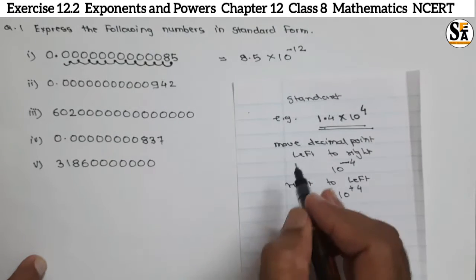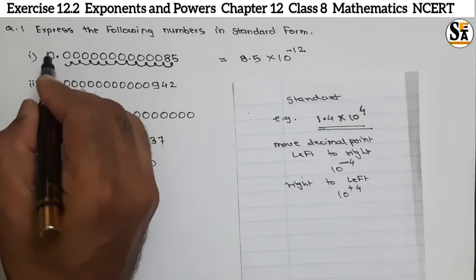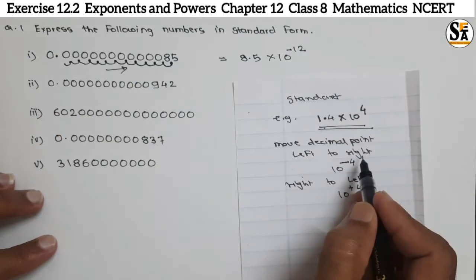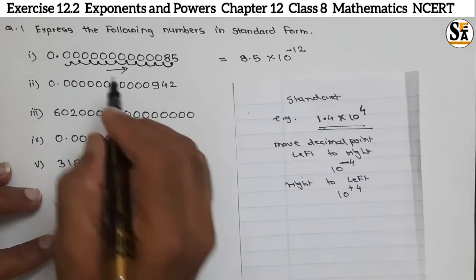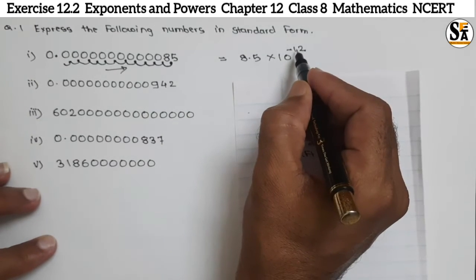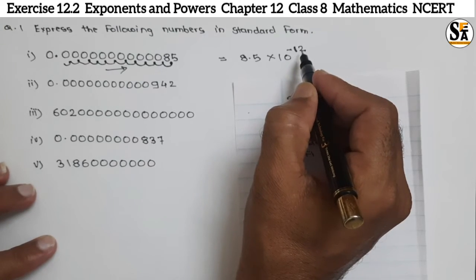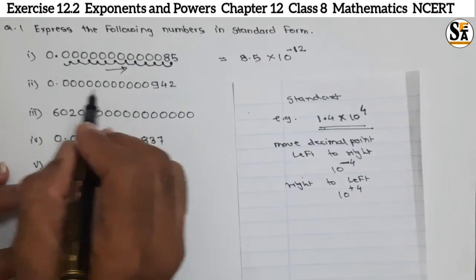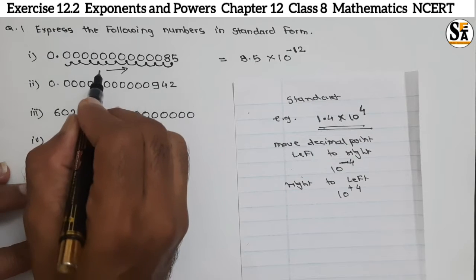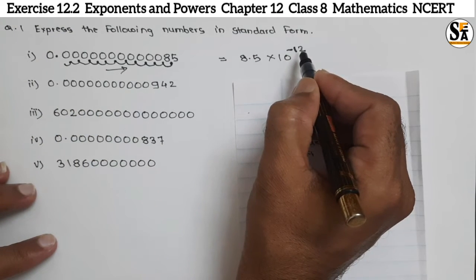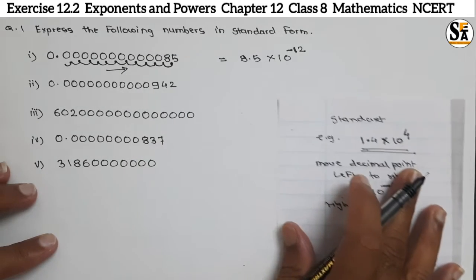Because we have moved this decimal point from left to right, it must be minus. And we have moved 12 digits. So 10 raised to minus 12. It is very simple. If we are moving the decimal point from left to right, then the power of 10 will be a negative number. Now see the next example.